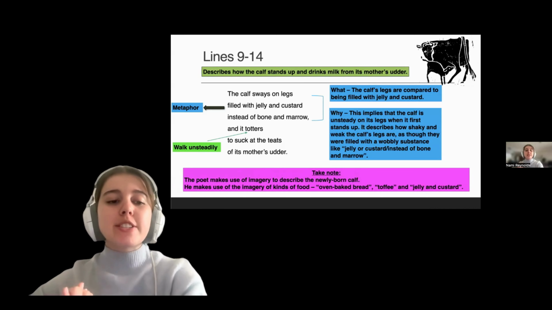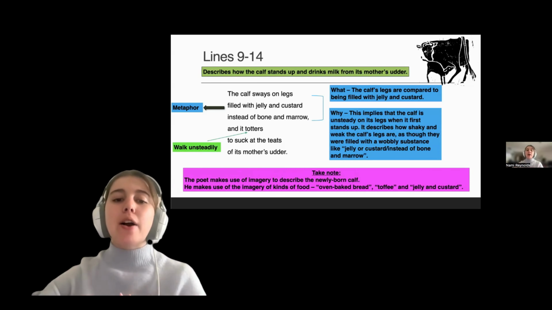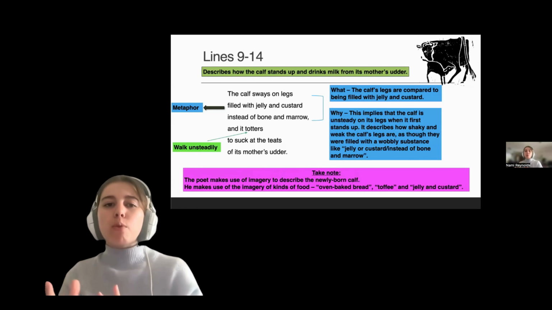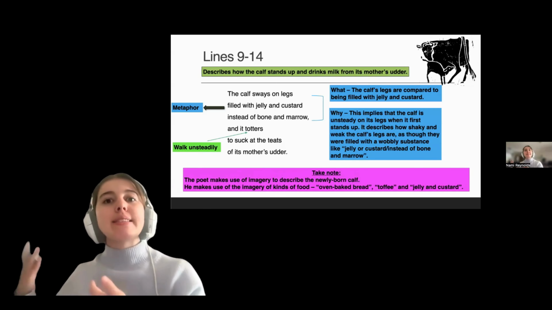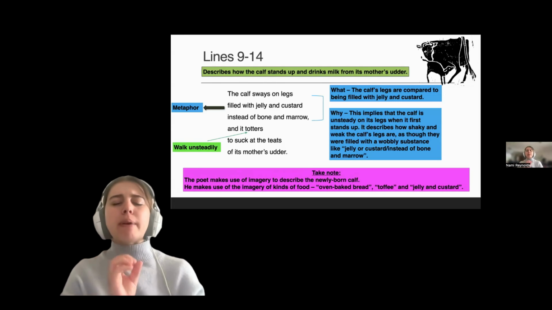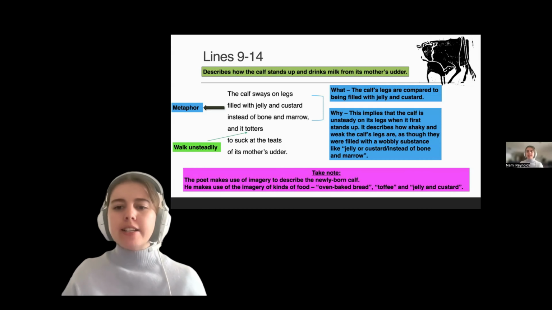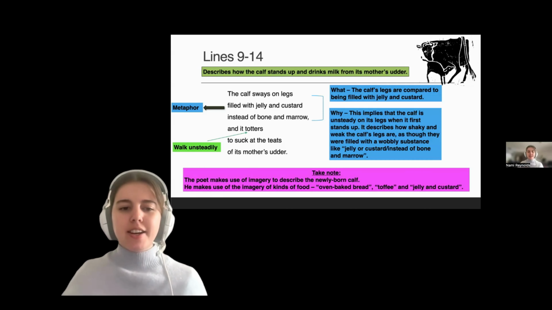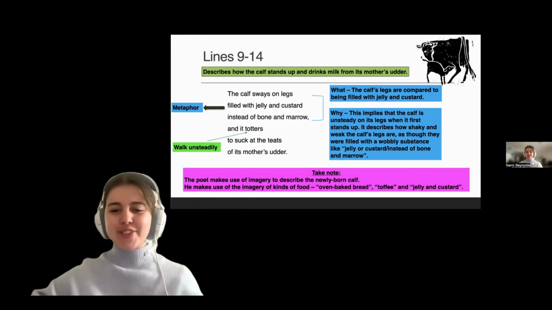Okay, very important to take note. This poet uses a lot of imagery to describe how the calf is being born, what it looks like, how it's being freed from the sack, and then how it stands up for the first time. He uses imagery by making references to types of food. So we saw oven-baked bread, we saw the toffee, the jelly and custard.